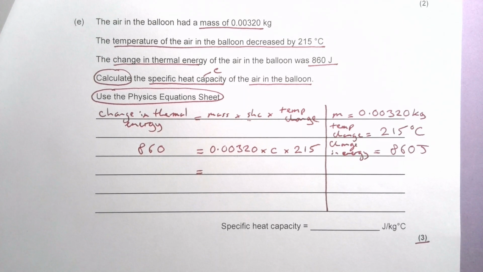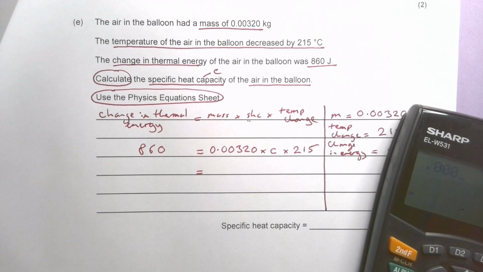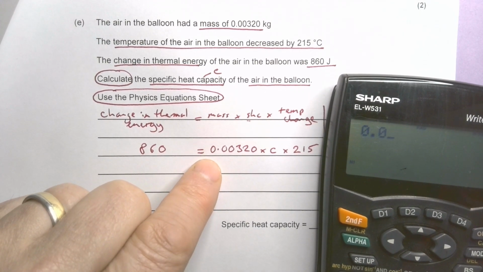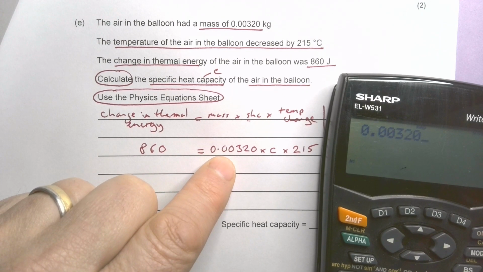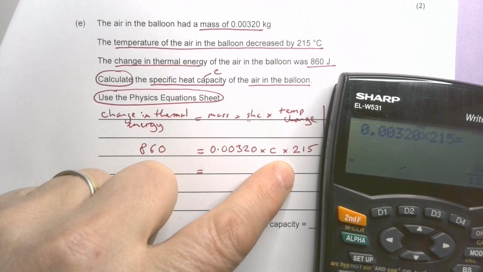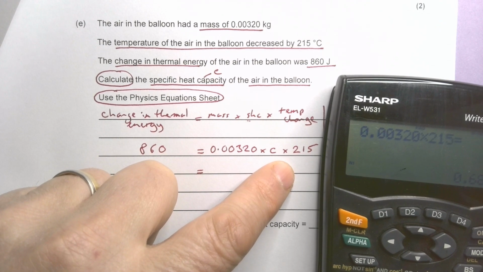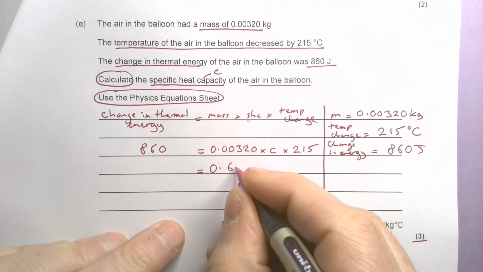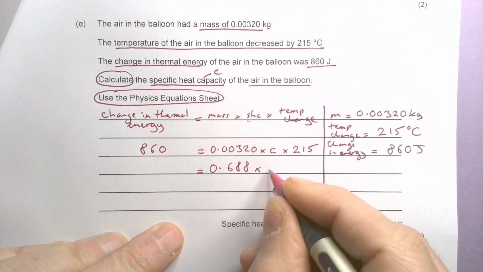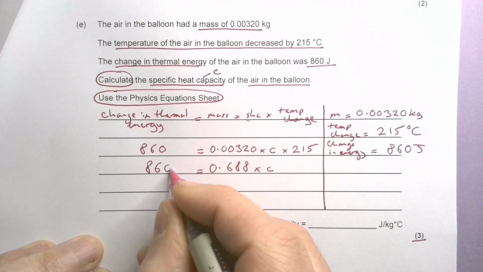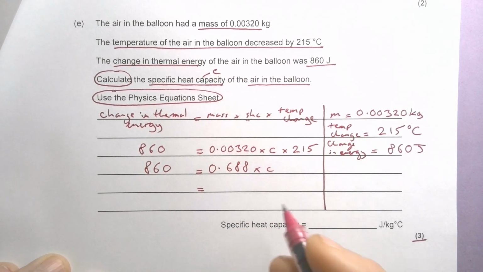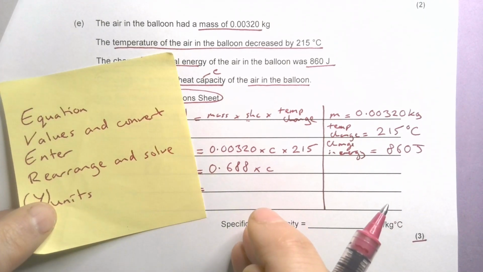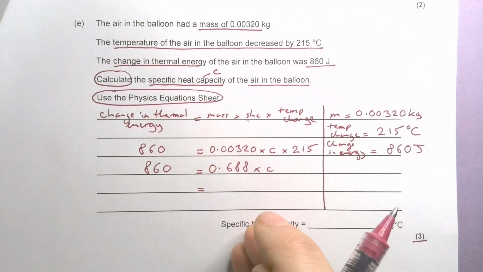0.00. I'm trying to be really careful here because this is quite a fiddly number, isn't it? So 0.00320 times 215 is equal to 0.688. So 0.688 times C is equal to 860. Now I'm going to rearrange and solve. So I'm going to the penultimate part, the rearrange and solve. So I enter my values and rearrange it and solve it.